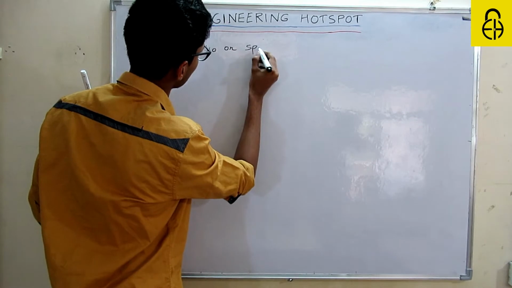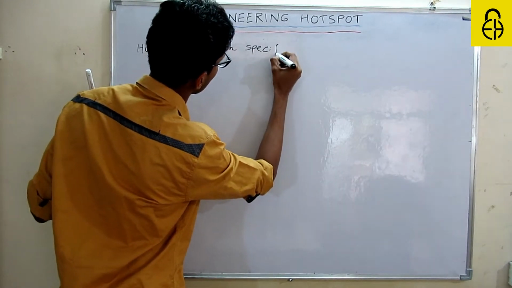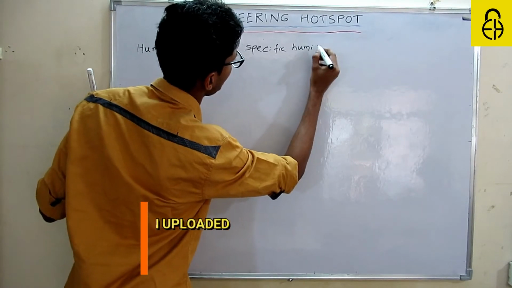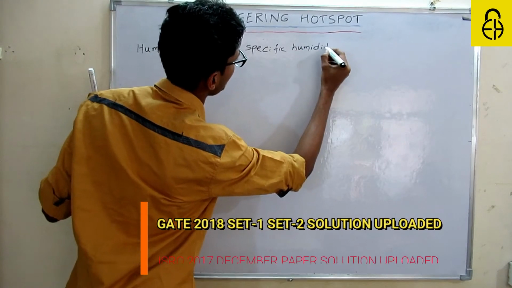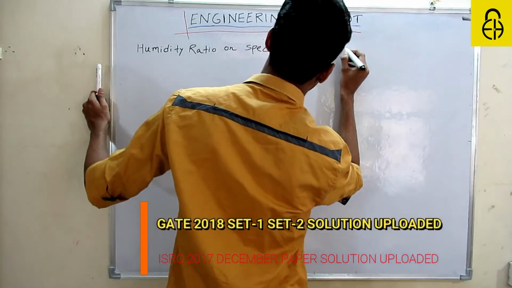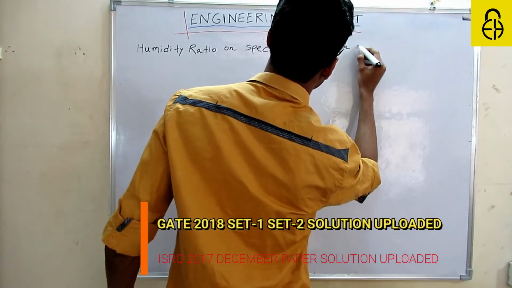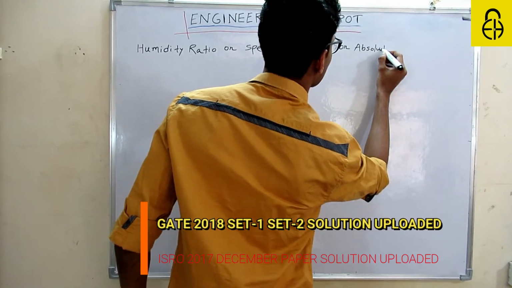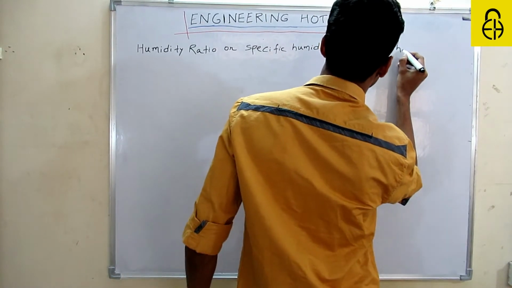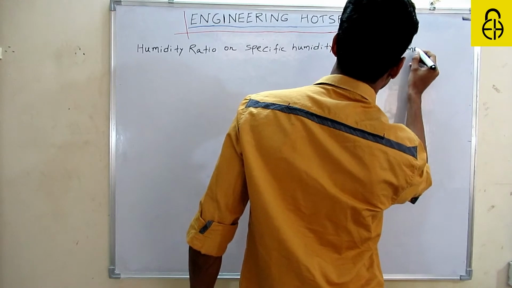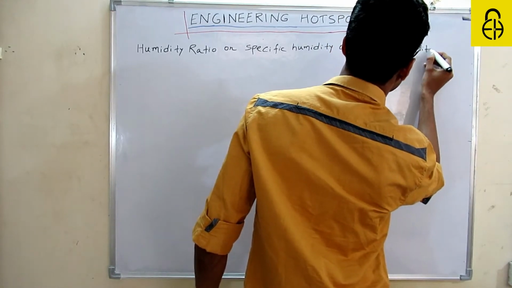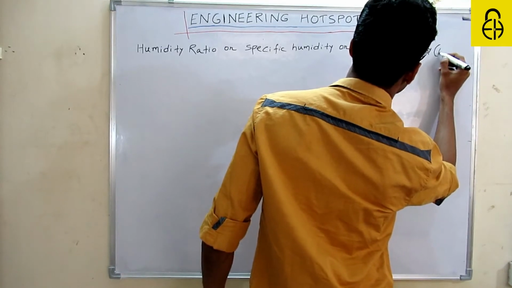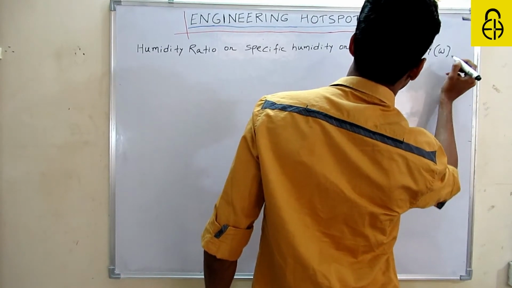Specific humidity, or in some textbooks you'll find it as absolute humidity, is denoted by omega. Okay, omega.